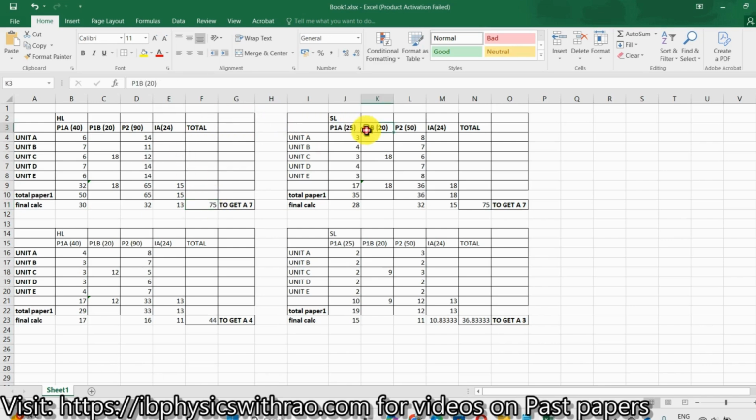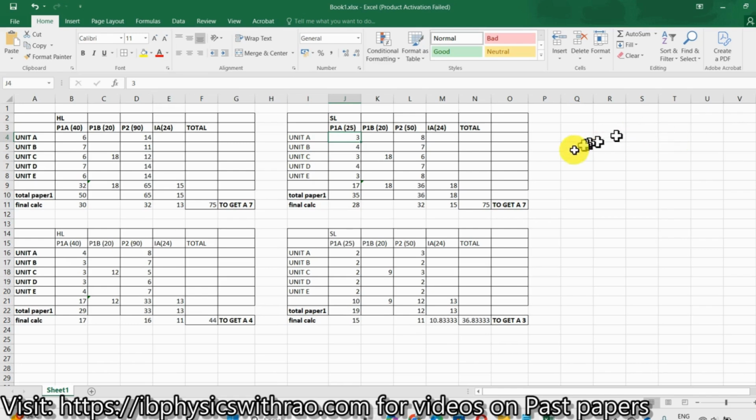Now let us look at how easy it is for an SL student to get a 7. As you see, the mark bands are like this. P1A, the first paper, will have MCQs which has 25 marks weightage, and 20 marks in the data analysis, and then 50 marks for the second paper, and IA as usual for 24. Total is given here. Now let me see unit A, I will say 3 marks. You are supposed to get 5 questions in each unit, of which you are going to get only 3 correctly.